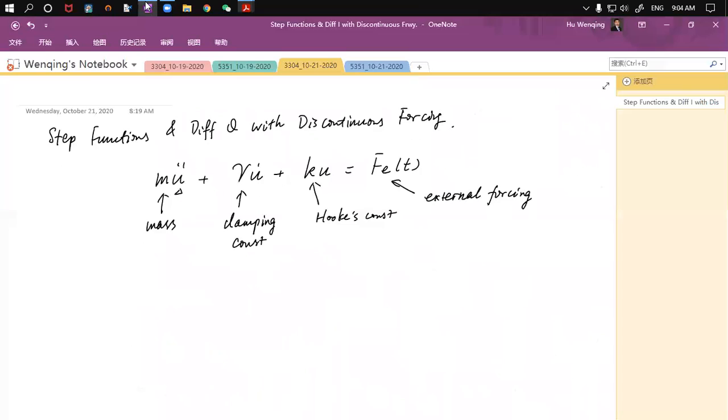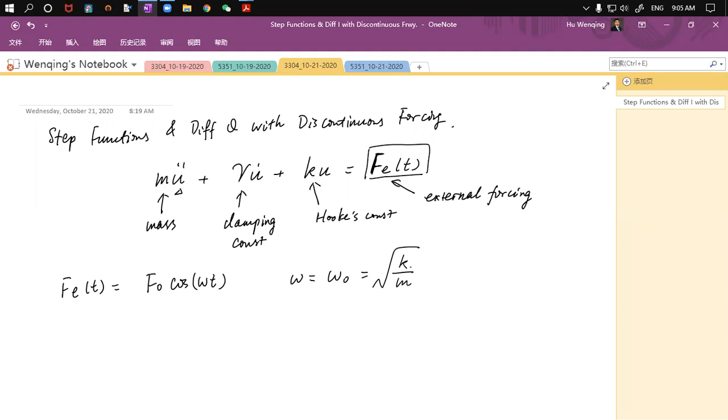Now, so far, when we talk about external forcing, the only model that we've been incorporating is resonance. Resonance means that you consider, let's say, F_0 cosine of omega t, an external forcing with frequency omega. If omega is equal to the natural frequency omega_0, the square root of k over m, then you're going to have resonance. So this is just a review of what we have learned before regarding this vibration equation.